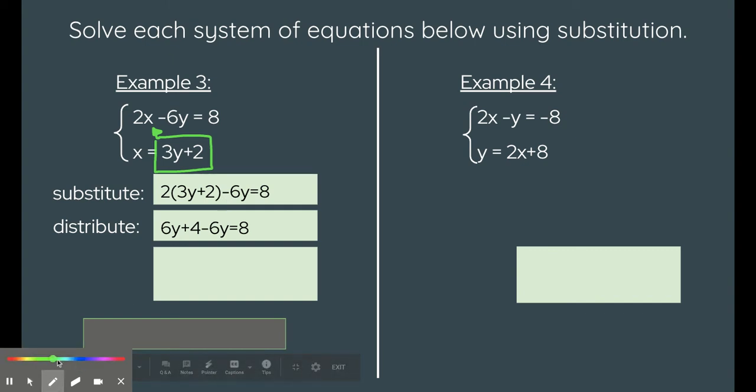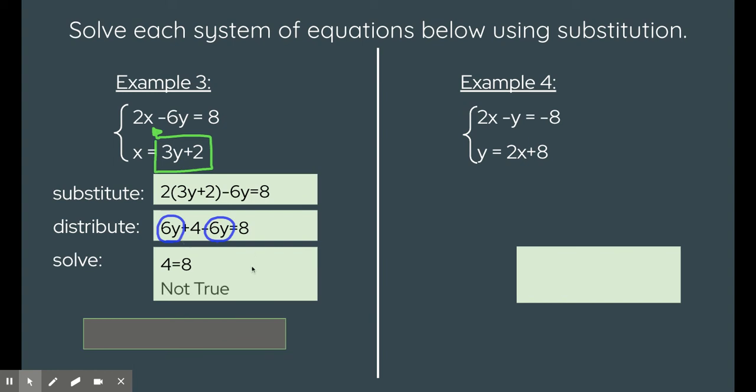Now, I need to add together my y's. But the thing that's kind of weird that happens this time is I have 6y plus negative 6y. That's 0, guys, so we don't even need to write it because it just goes away. And all I have left is the 4 and then 8. 4 does not equal 8. So that is not true, which means we have no solution. If your variables go away, ask yourself, are these two numbers equal? If not, it's no solution.